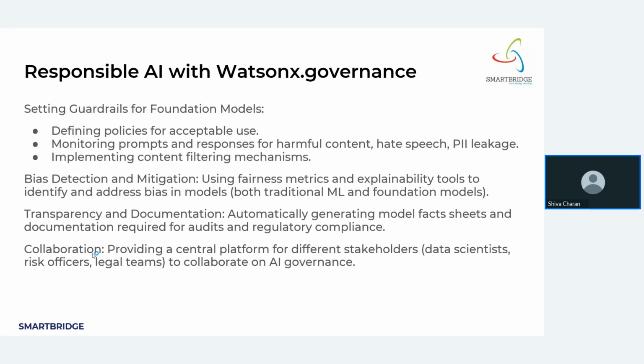What is collaboration about? Providing a central platform for different stakeholders, such as data scientists, risk officers, and legal teams, so everyone can collaborate on AI governance. Different teams collaborate by using one single platform. So these are some of the guardrails.